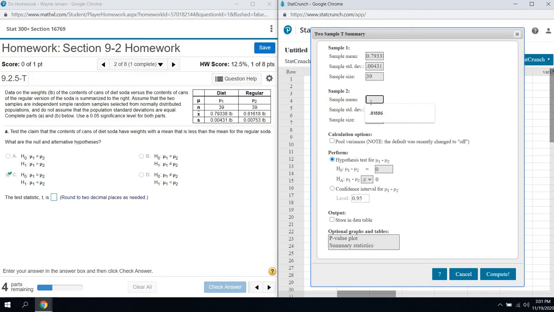The mean there is 0.81618. The standard deviation is 0.00753. And the sample size is 39. Now, you'll never click this next one, the pooled variances one. You'll leave it unchecked, but we're going to perform a hypothesis test.